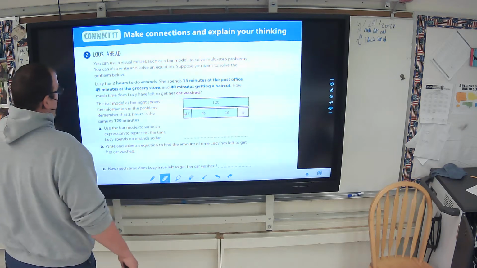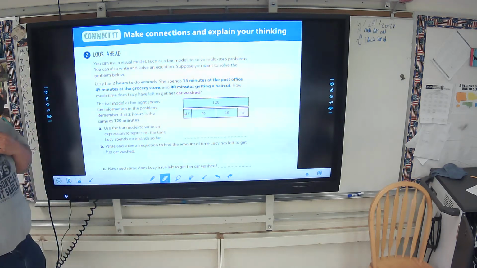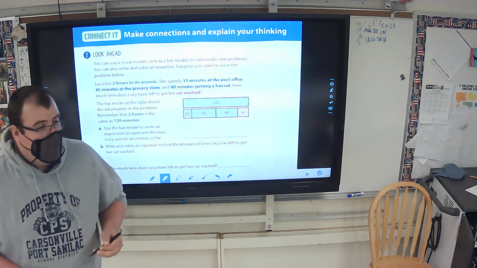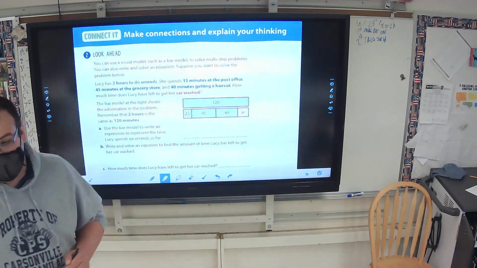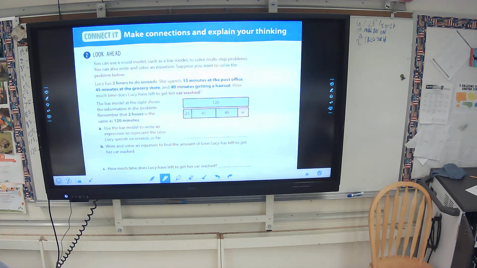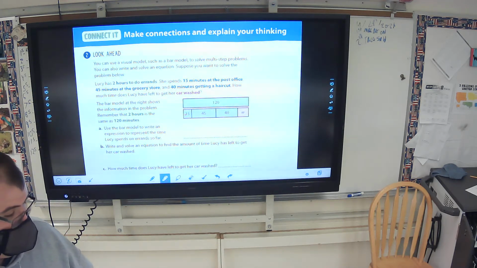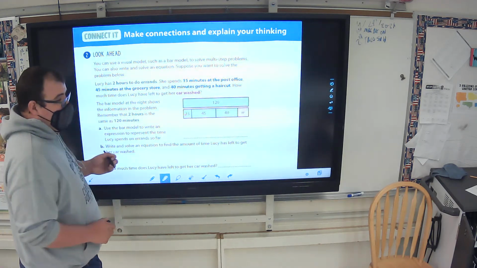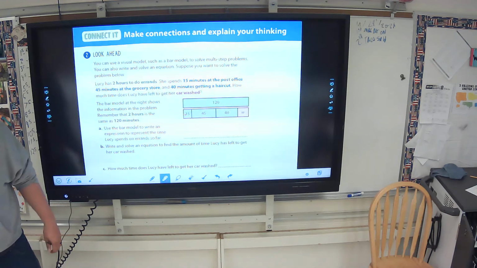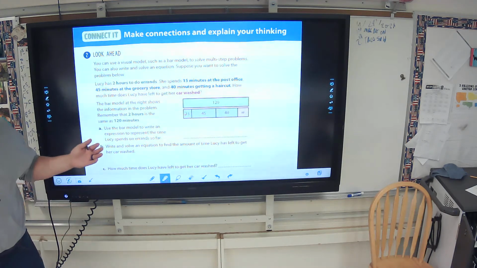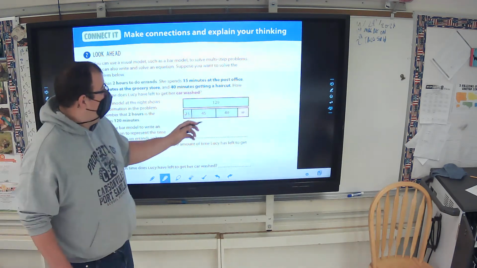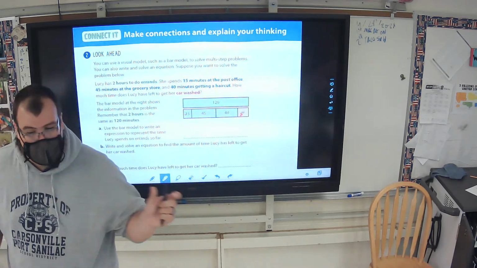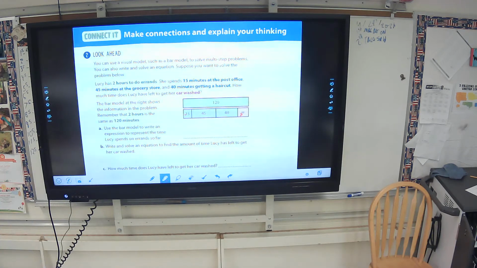So the bar model at the right shows the information in the problem. Remember that 2 hours is the same as 120 minutes. So she adds them all together, right? How do we find out how much time she has left? Subtract. Subtract it from what? You're going to do 120 minus all those times added up, right? Why 120? Because that's the total time we have, right? If we find out this minus this, we'll know the piece that we're missing if we subtract. We'll know the difference, right?